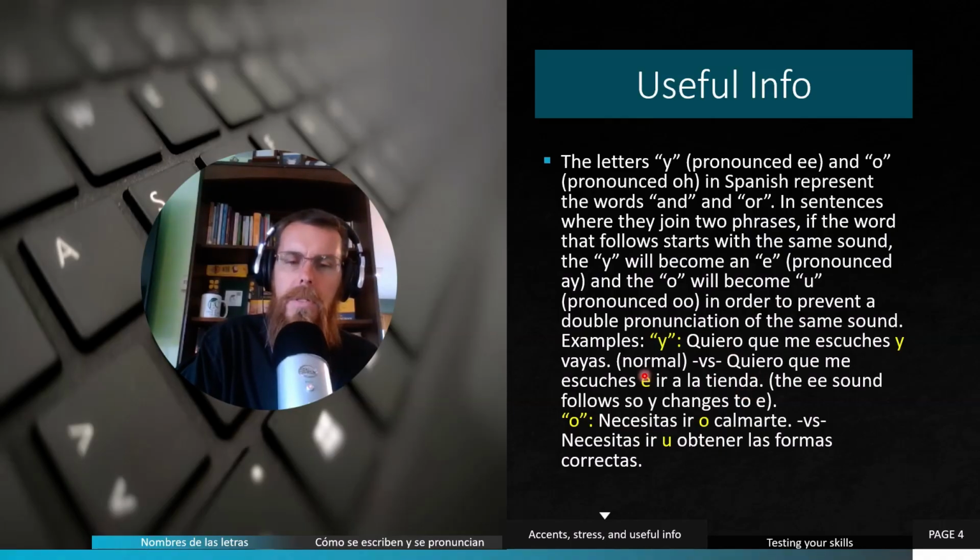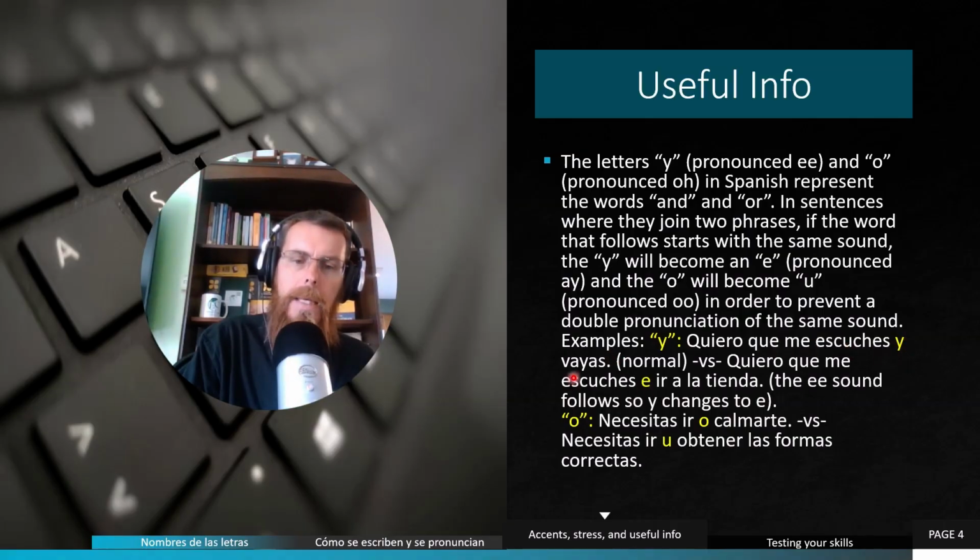And so this is something I just wanted to let you be aware of. In this sentence, this is the normal E usage. Quiero que me escuches y vayas. So it's pronounced as E in this case.